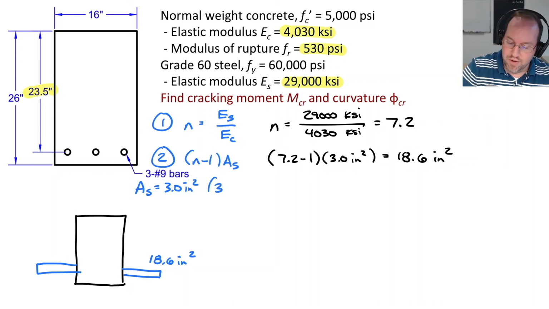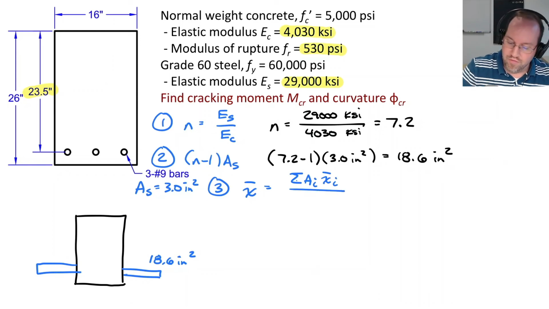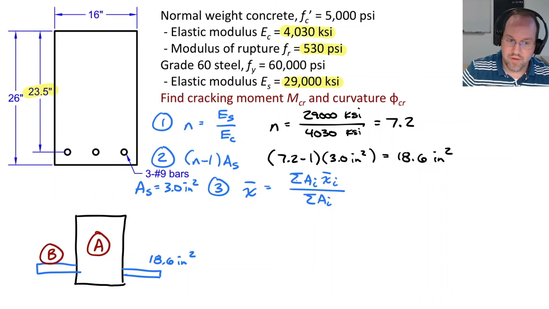So my centroid, x bar, is equal to the sum of A_i times x bar_i, the centroids for each particular region I'm looking at, divided by my total area for my section. If we calculate this out, of course, we have 2 regions. We have region A, this rectangle here, and region B is my wings. So we'll consider both of them separately.